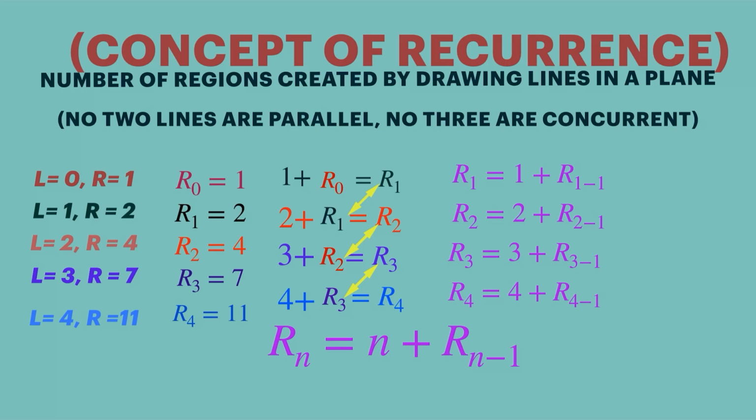So in this way, by putting the value of n equal to 1, 2 up to n, we get all these equations of the recurrence relation. So these are the actual recurrence relation. This is the concept of recurrence for this sequence R.